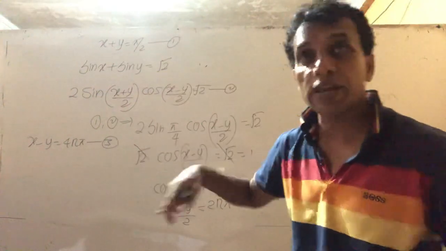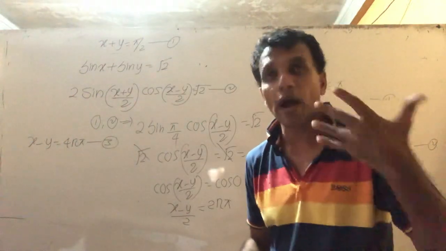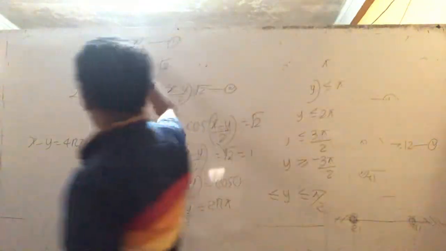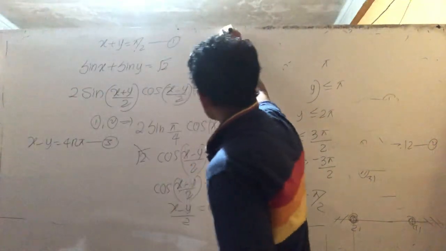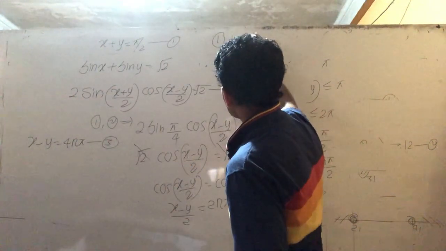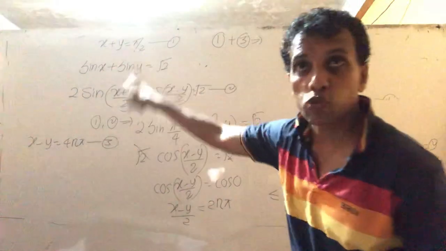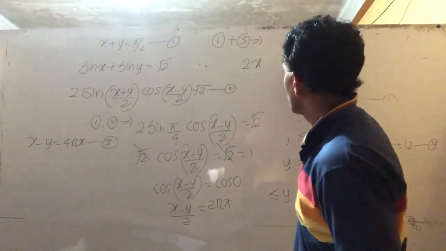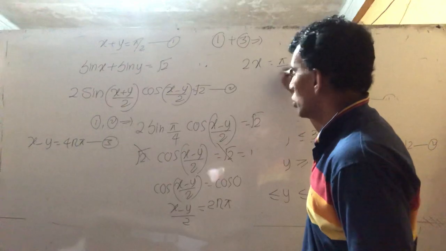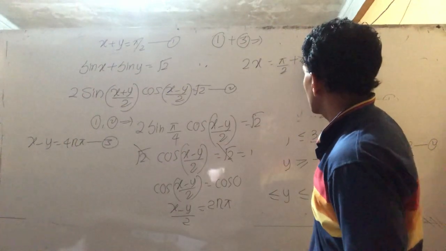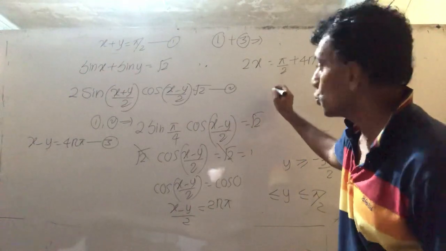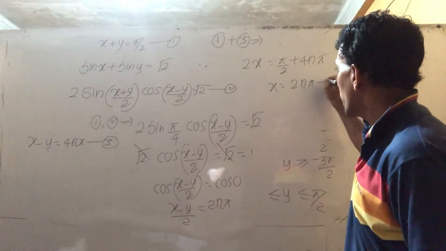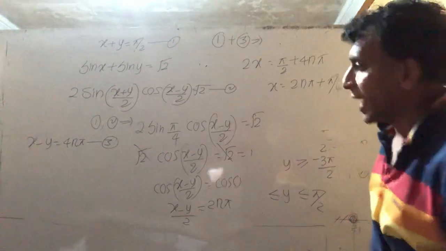Now you can find this general pattern, right? For every n value, n is 0, n is 1, n is a positive or negative integer value. So if I add both, equation 1 plus equation 3, what happened? Plus y minus y cancel. 2x equals π by 2 plus 4nπ. So dividing by 2, x equals 2nπ plus π by 4 is the x answer.